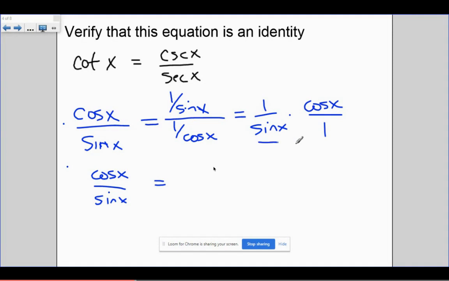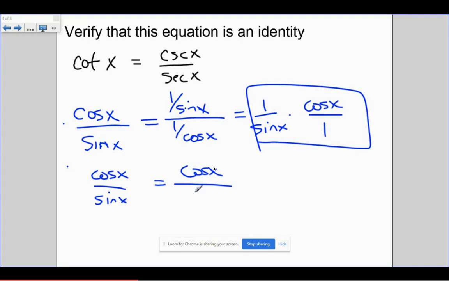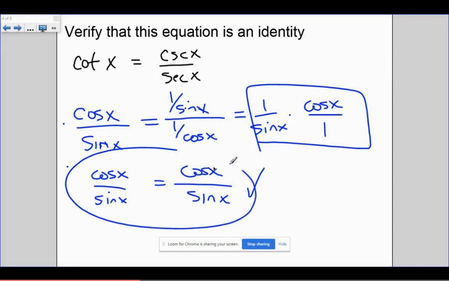So the left side doesn't change. I just rewrote cosine x over sine x. But the right side, if I combine those two fractions into 1, it gives me cosine x over sine x. And then you can clearly see the two sides are equal. So we have verified that it is an identity.